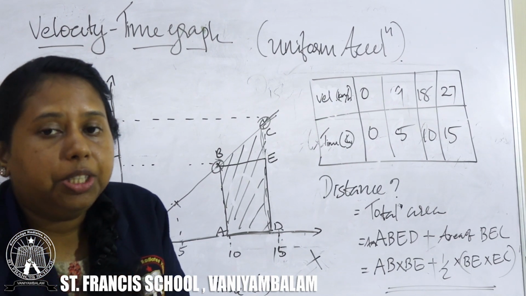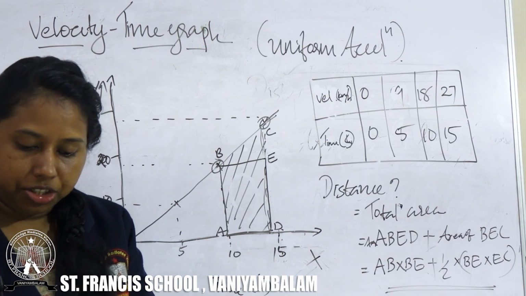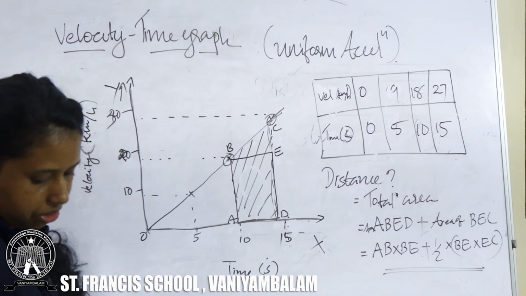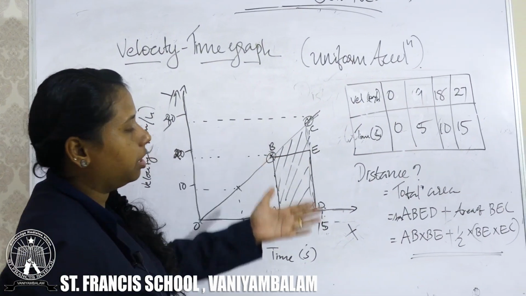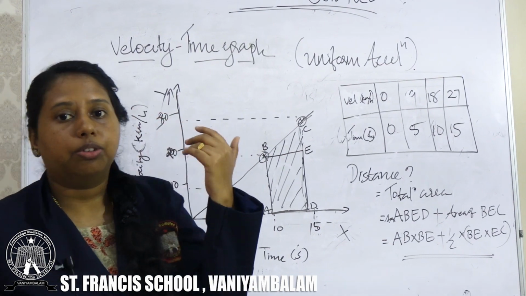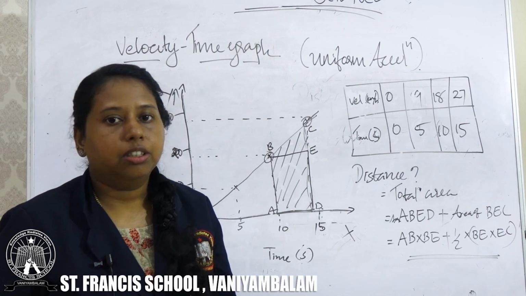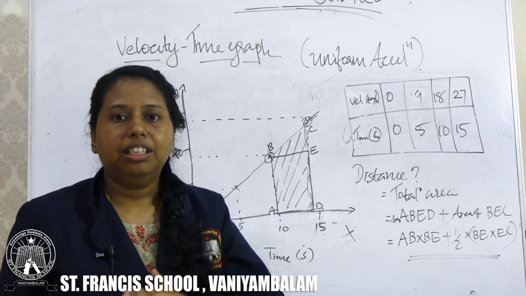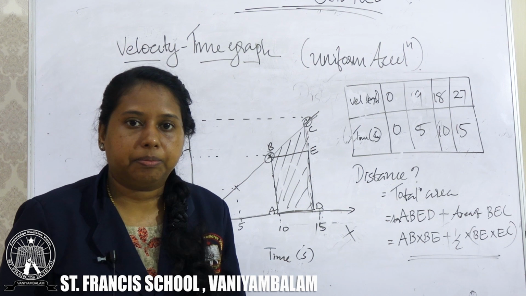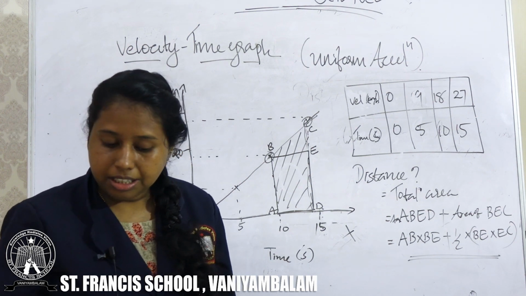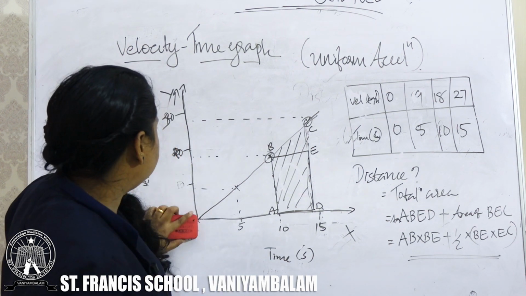Okay. Then what about non-uniform acceleration? Non-uniform acceleration won't give this type of straight line, as we told in the case of non-uniform motion. It won't give this type of straight line.